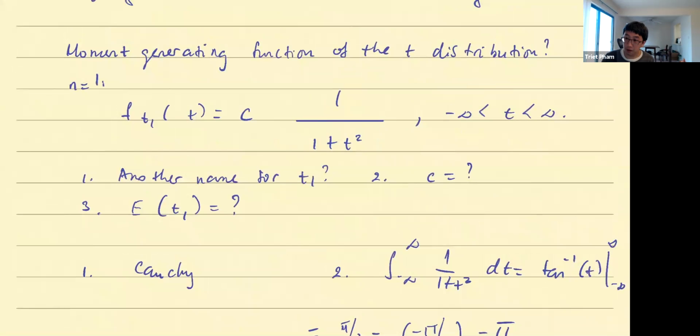So why did I bring this up? We were asking about the moment generating function for a t distribution. So suppose you look it up on Wikipedia. Guess what this entry will be for the moment generating function of a t distribution?